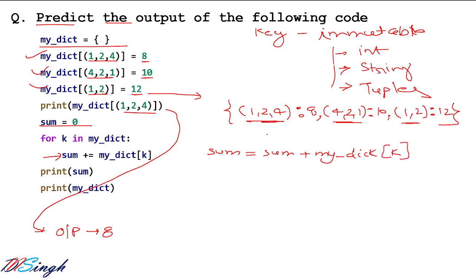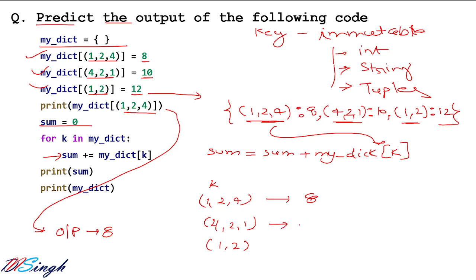In the first iteration, what is k? K value will be (1, 2, 4), so the value at this key will be replaced here. For the next iteration k is (4, 2, 1), and for the next iteration it is (1, 2). So the first time the value at this key, 8, will be added, the next time the value at this key, 10, will be added, and the next time the value at this key, 12, will be added. So what is the sum of all these? That is going to be 30.